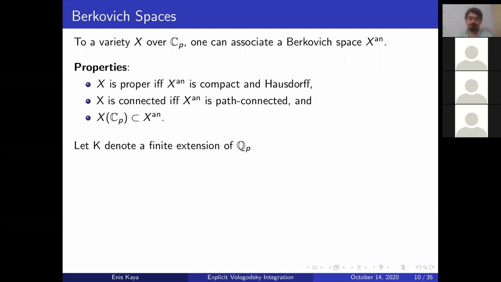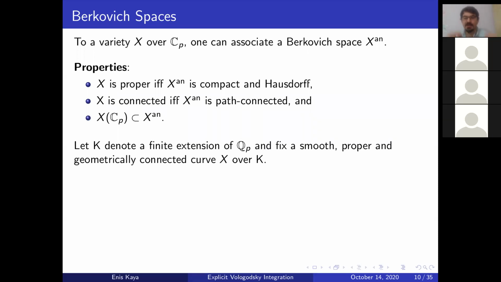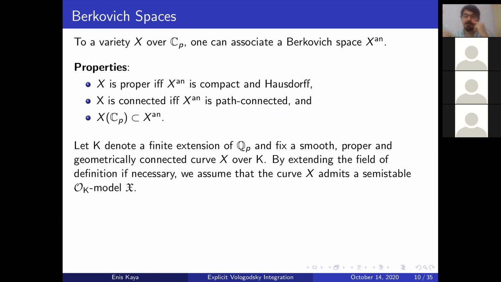So from now on, let K be a finite extension of Qp, and this is, again, complete. And we fix a smooth, proper, and geometrically connected curve X over K. So again, it's a basic fact in algebraic geometry that we can find a semi-stable model of this curve, which is possibly defined over a finite extension of K. And here, by extending K if necessary, for simplicity, I just assume that my semi-stable model is defined over O_K, the ring of integers. I mean, some integrality here.